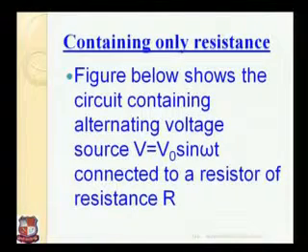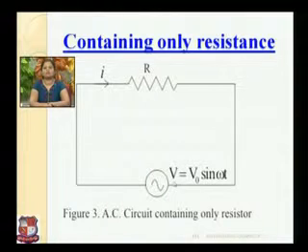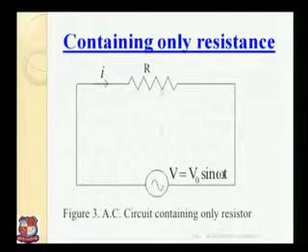As shown in the figure, we assume a circuit with applied voltage V equal to V0 sin omega t, connected to a resistance R. So this is the circuit. Only a resistive element is connected, and the current passing through the circuit is I. We have to derive the relationship for voltage and current for a purely resistive circuit, that is, how voltage and current are related to each other if the circuit contains only resistance.